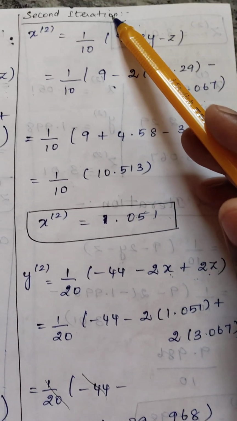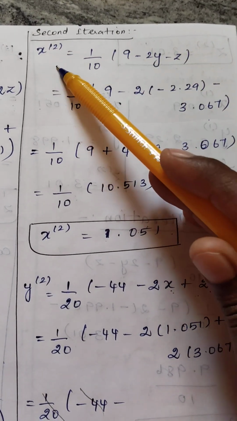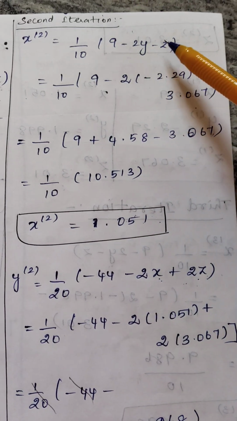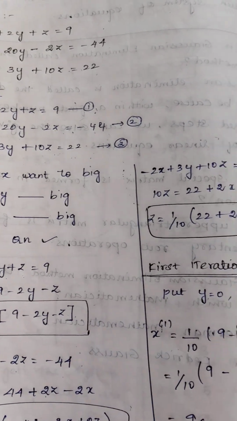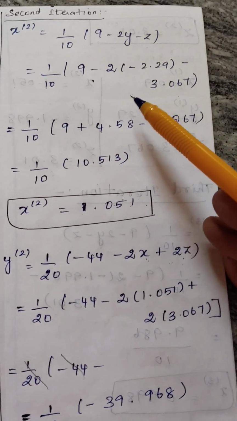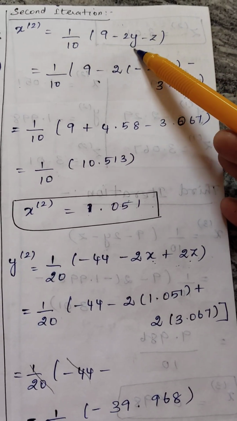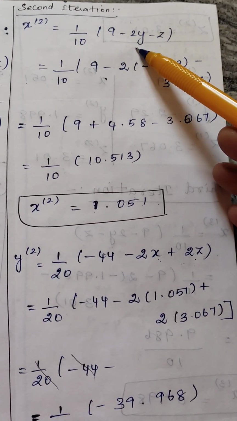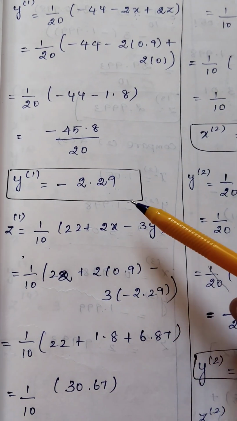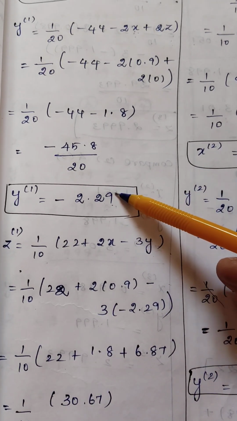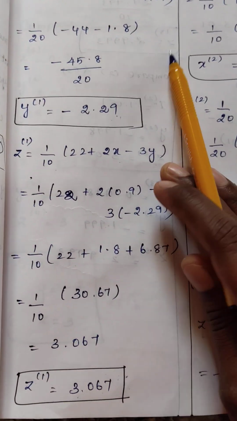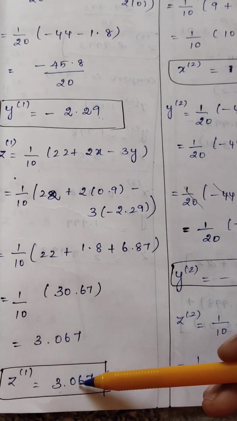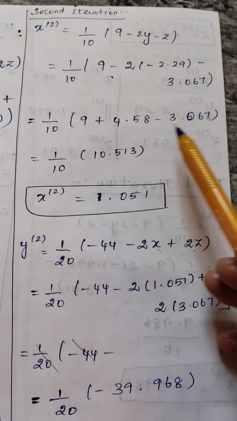Now we're going to see the second iteration. The second iteration is x^(2), y^(2), and then z^(2). As usual, the value of x is x = 1/10 (9 - 2y - z). I am going to substitute that. Here I need the value of y as well as the value of z. The value of y I already know from the previous step: y^(1) = -2.29, and z^(1) = 3.067. So here I am going to apply both values.